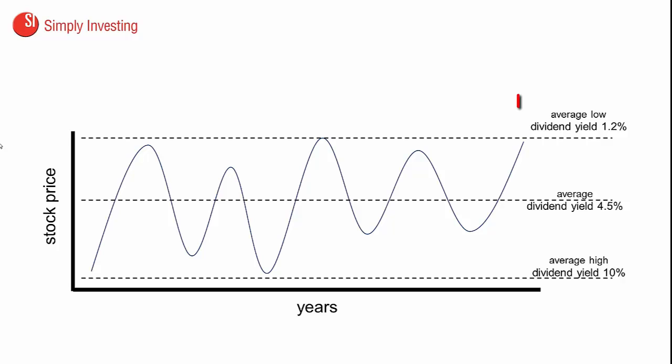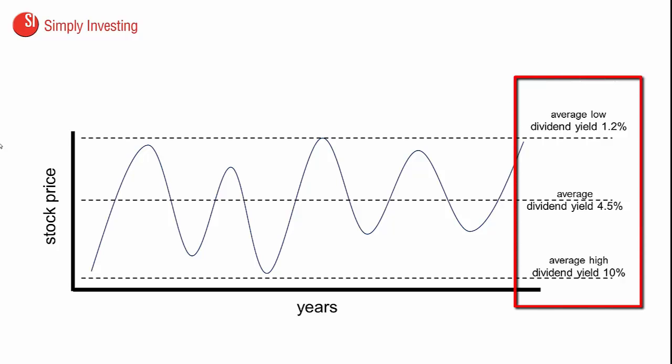And then the other value we provide you is the average low dividend yield. In this example, it's 1.2%. That's going to give you a much better indication of when to sell. So when the current yield gets close to 1%, 1.2%, or even 0.9%, then you know the stock is really overvalued and that's going to be a better time to sell. So in the Simply Investing report, we provide all three of these values.